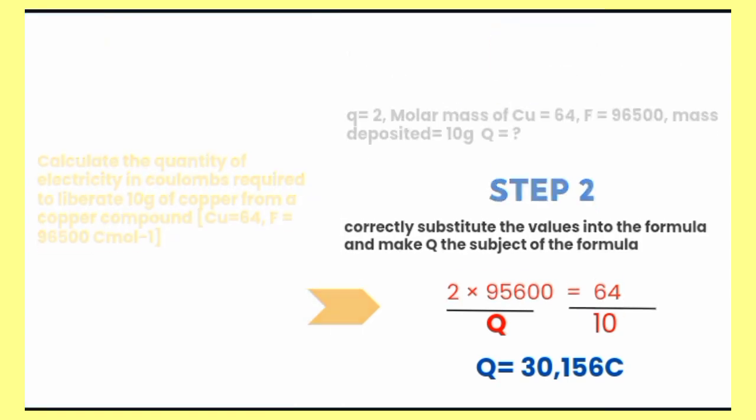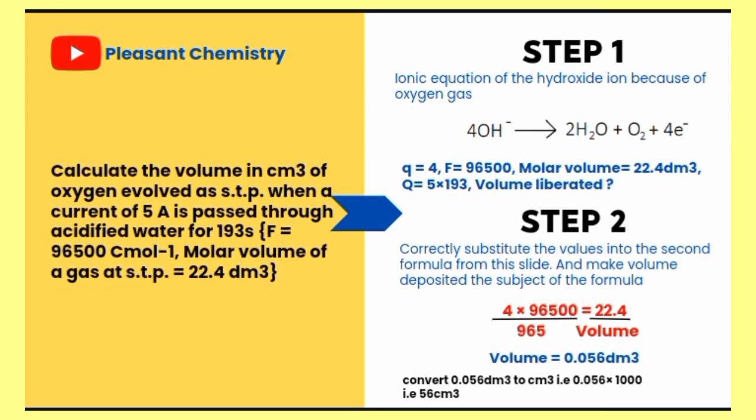Let's look at another question. Calculate the volume in centimeter cube of oxygen, definitely it's oxygen gas, evolved at STP when a current of 5 ampere is passed through acidified water for 193 seconds. Note that our time is always in seconds.